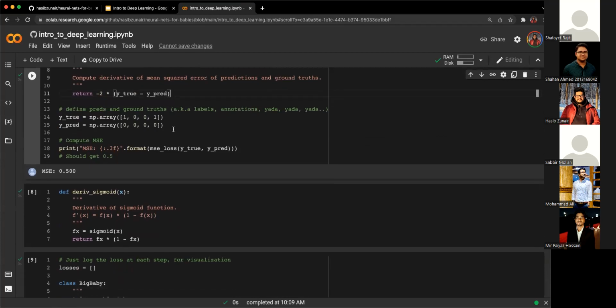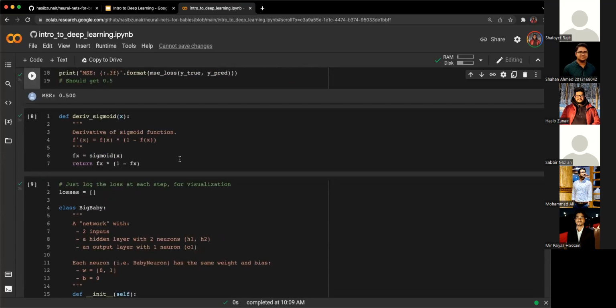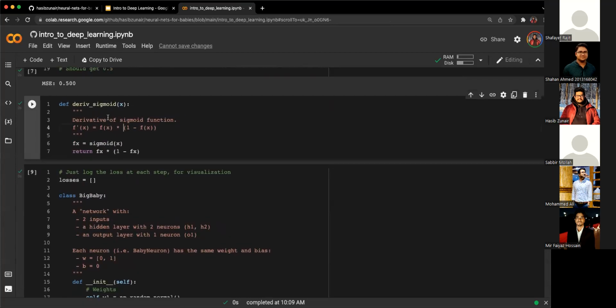And we just run a simple example where we have some correct answers and the guesses. For example, let's say they're made by a neural net and you compute the MSE loss. So this is just a demonstration of how the loss works. You can see it's going to give a value of 0.5 because it got 2 of them wrong. We also have the derivative of a sigmoid. I'm going to explain that as well.